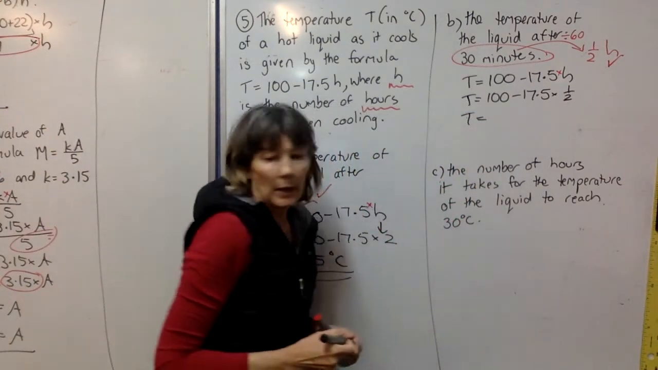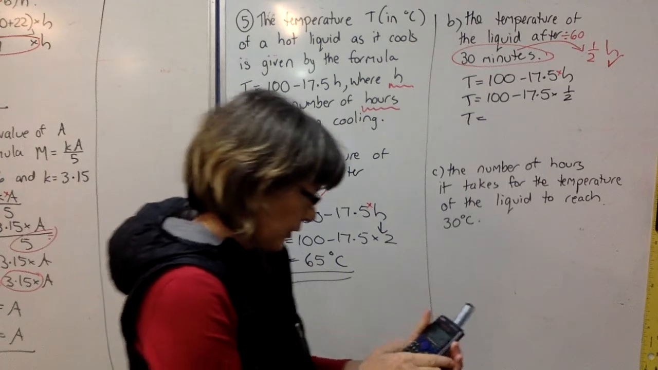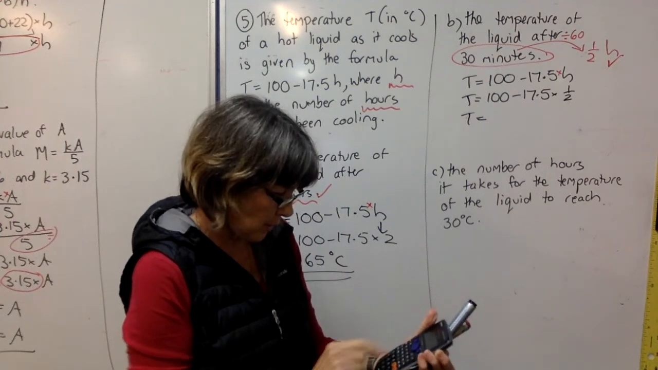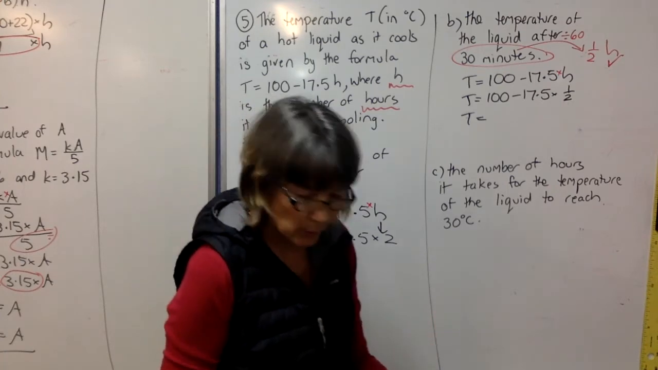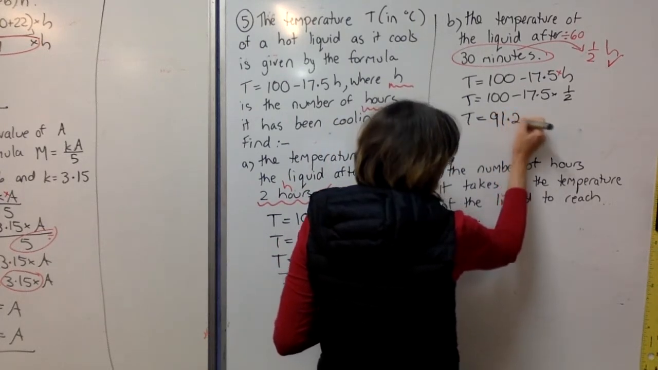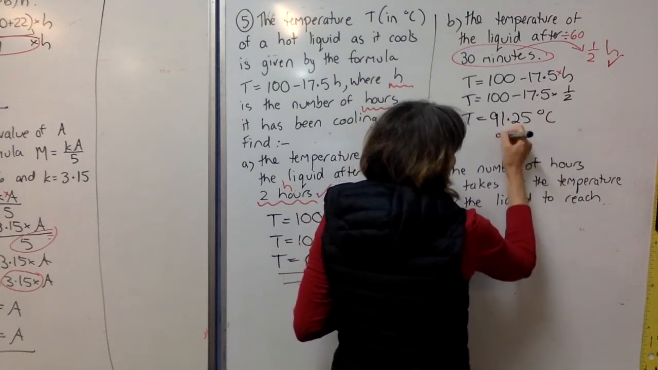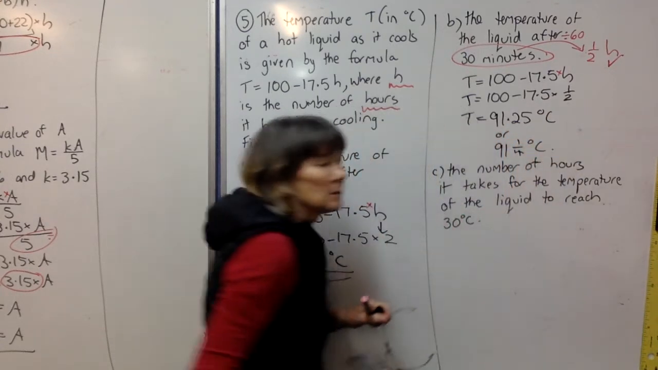And what are we going to get there? All right, so stick it straight in the calculator. 100 minus 17.5 times 1/2. 91.25 is fine as an answer. And we're in degrees Celsius for this. Or if you want, you can give it as 91.25 degrees Celsius.